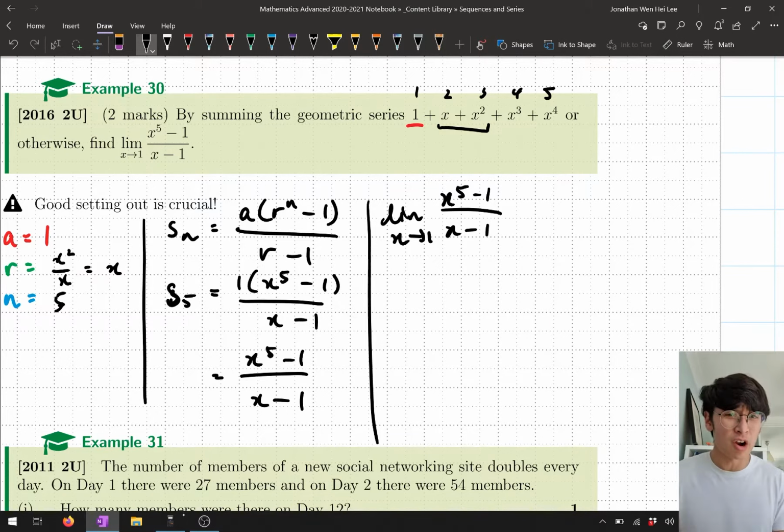And that's not very good. 0 over 0 is not a limit that we can work with. And that usually tells us that we need to do something else.